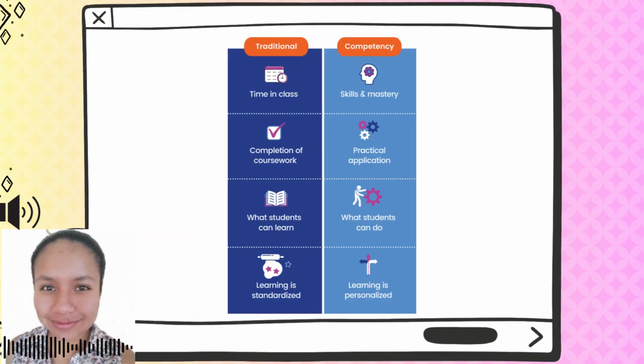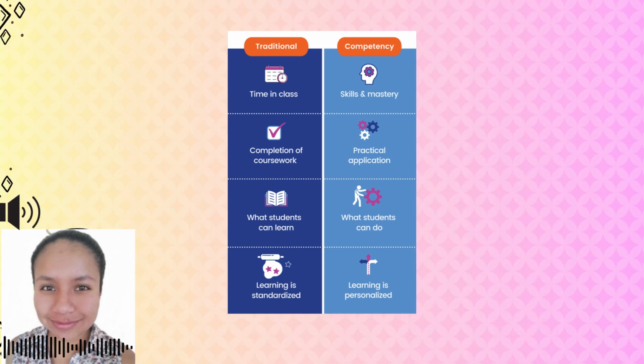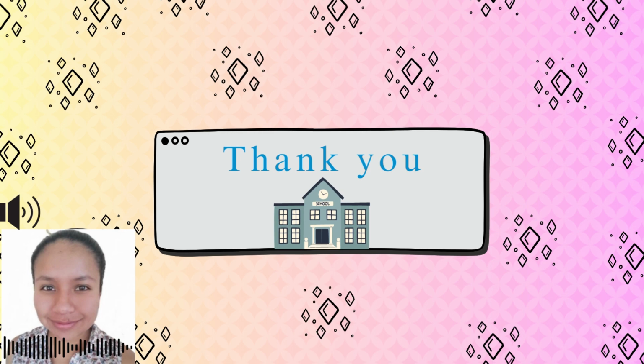Finally, traditional: time in class, completion of coursework, what students can learn. Learning is standardized. Competence-based: skills mastery, practical application, what students can do. Learning is personalized.